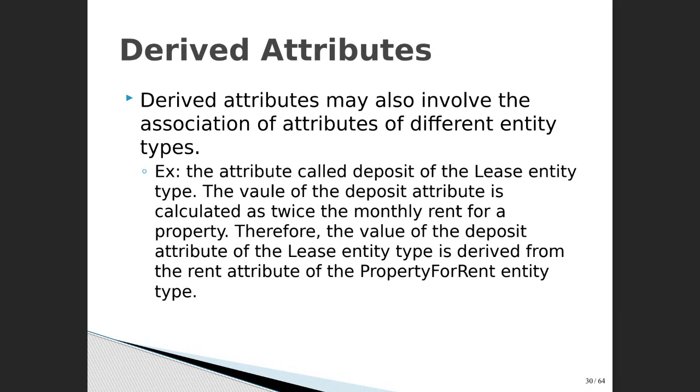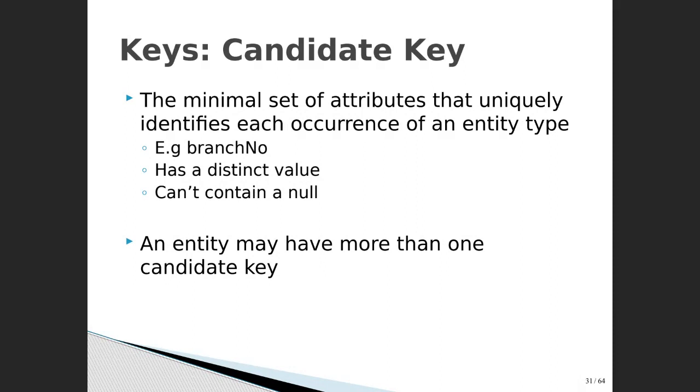All right. Now let's talk about the candidate key. We have discussed candidate key before, right? I said it's the attributes that uniquely identify each entity type. It has a distinct value and cannot contain null. So this is like, for example, the branch number for the branch relation. It has a distinct value.